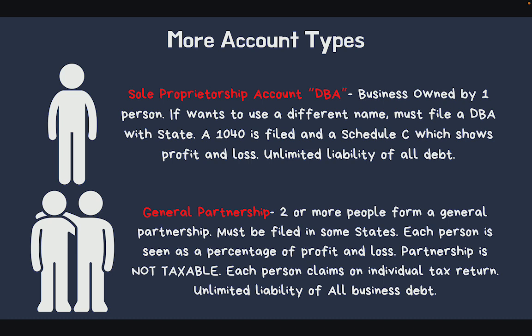It just happens. Okay, sole proprietorship, sole props. You are doing business as, you're the business owner. It's owned by one person. If you want to use a different name, then you must file a doing business as with the state. You must file a 1040 and a Schedule C, which shows your profits and losses.